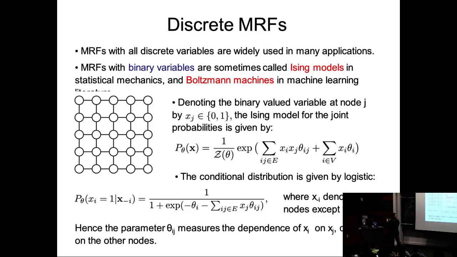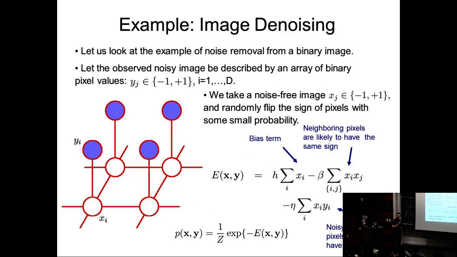So the parameter theta ij measures dependence of xi on xj conditioned on the other nodes, right? If you look at this particular formulation, the logistic formulation, it's a sum over all edges, or just the Markov blanket, of theta ij, right? We're going to come to a specific example where you will see it a little bit clearer what's happening here.